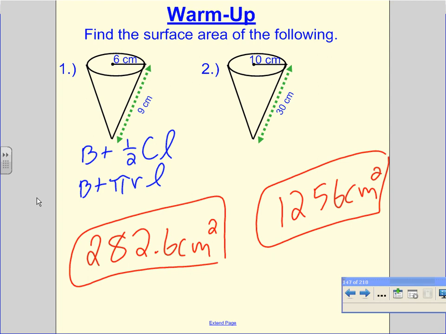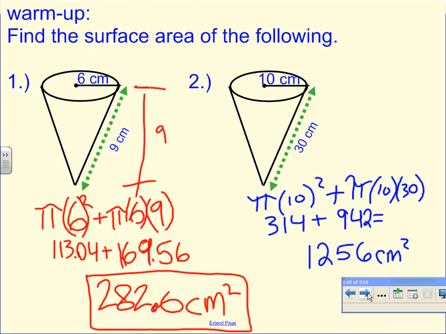Okay, you're off a little bit. Did you use 3.14? Okay. So for the first one, you should have taken pi times 6 squared plus pi times 6 times 9. That's your slant height. That's your radius. So 6 squared is 36 times pi is 113.04. And then 3.14 times 6 times 9 is 169.56. And then Steve, add them, you get 282.6.